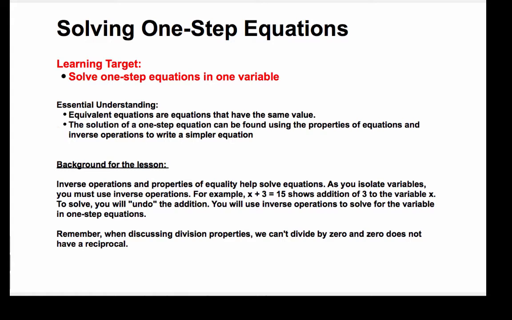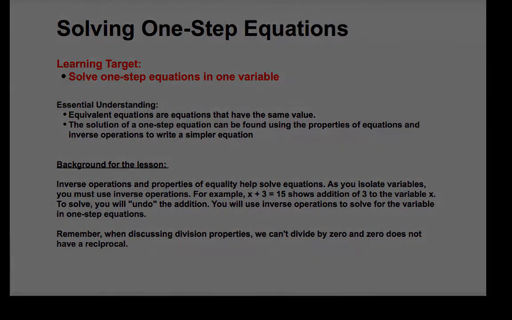Background for the lesson: inverse operations and properties of equality help solve equations. As you isolate variables, you must use inverse operations. For example, the equation x plus 3 equals 15 shows addition of 3 to the variable x. To solve, you will undo the addition. You will use inverse operations to solve for the variable in one-step equations. Remember, when discussing division properties, we can't divide by 0, and 0 does not have a reciprocal.